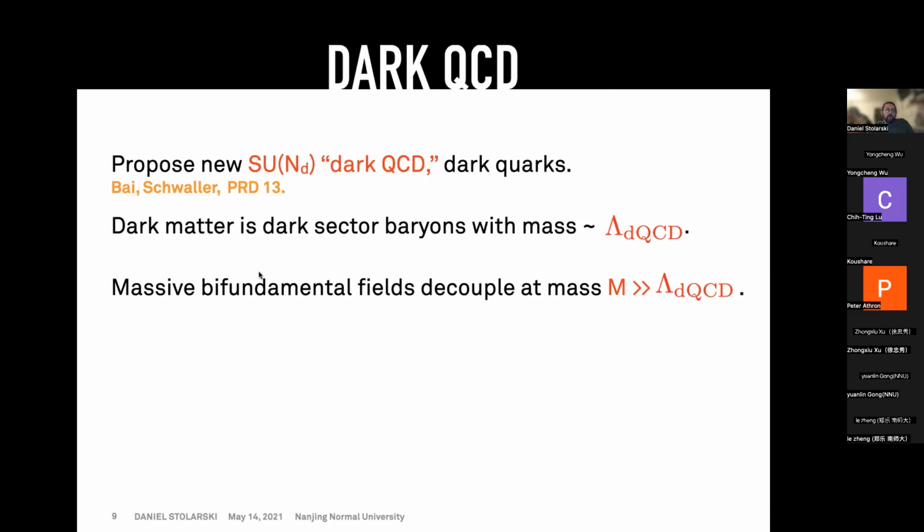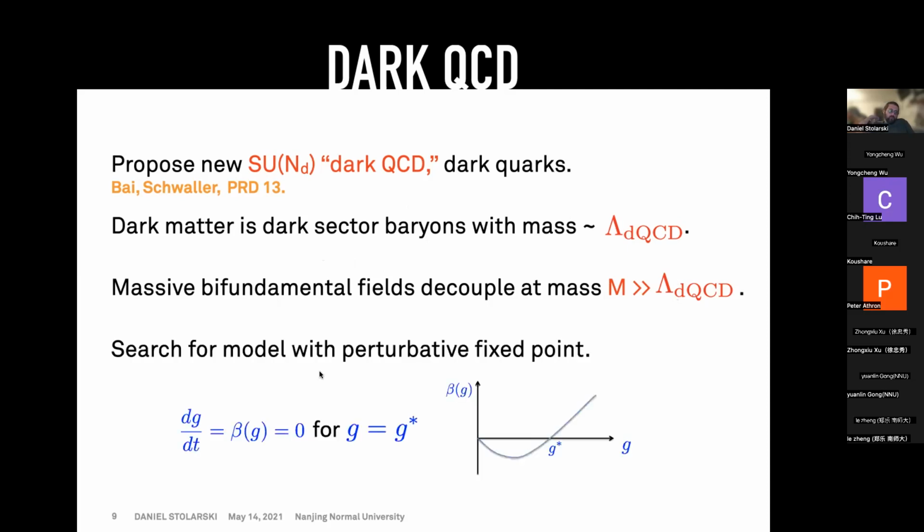There's also some massive field that talks to both color and dark color, and it decouples at some mass, which is large compared to the dark confinement scale. And so the trick that Bai and Schwaller did was you look for models with perturbative fixed points, such that both QCD and dark QCD run to this fixed point at scales above this M, and then once you decouple these scales, they both run towards confinement, and they run roughly from the same place, and so you can get the masses to be similar.